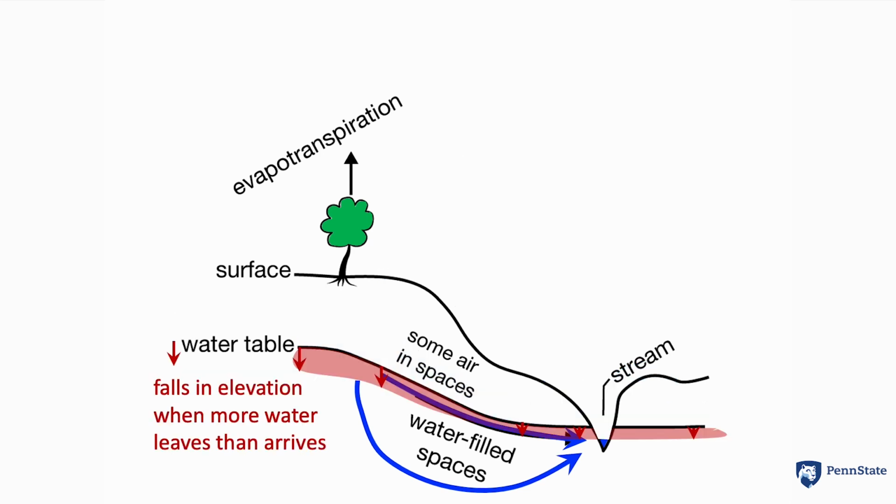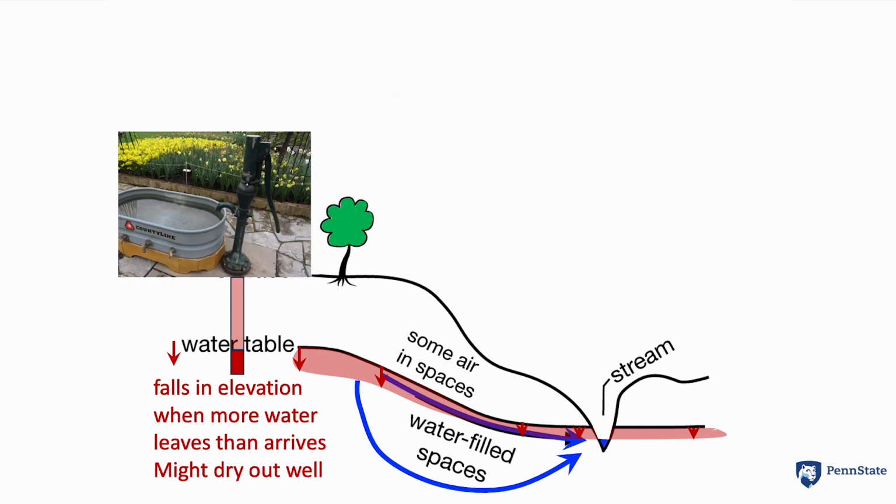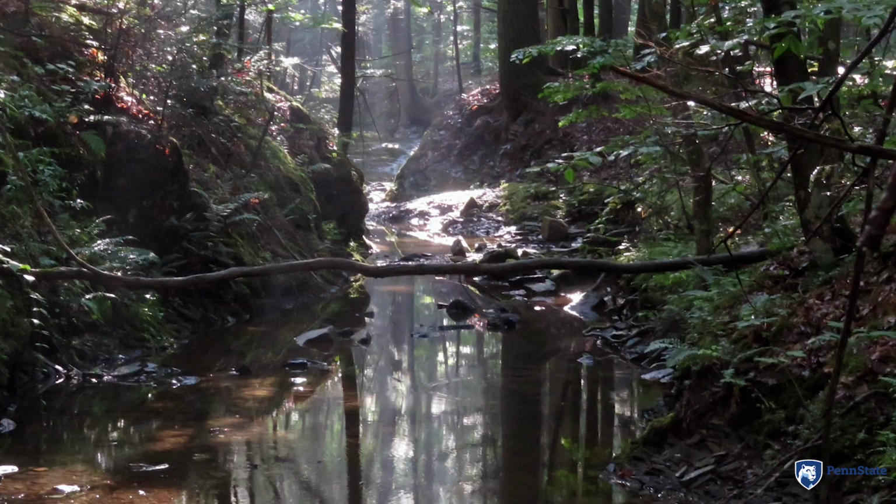Most of the time, though, water is not arriving, but water is leaving down the stream, and so you start to drain water out of some of those spaces, and the water table drops in elevation. If it drops too far, the stream may dry out. If it drops too far, your well may dry out if you didn't drill it deep enough, and you may have to find a different source of water. So back to Shavers Creek and a few of the things to know about water in the landscape.